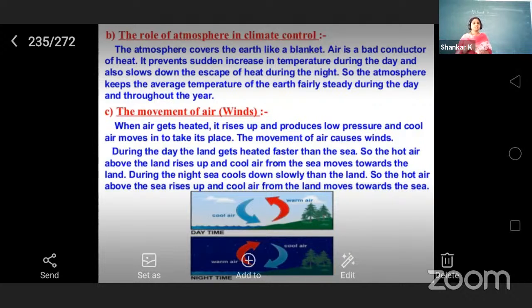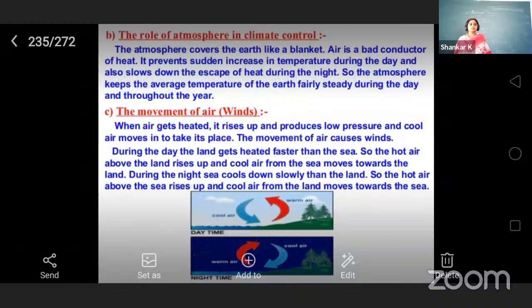The earth is covered by a blanket of air, that is the atmosphere, which has 5 layers. It has the ozone layer, which protects us from the very hot rays, and it also protects us from the very cold. So we are getting sufficient air, sufficient cold and sufficient heat, due to the atmosphere, you can say that.